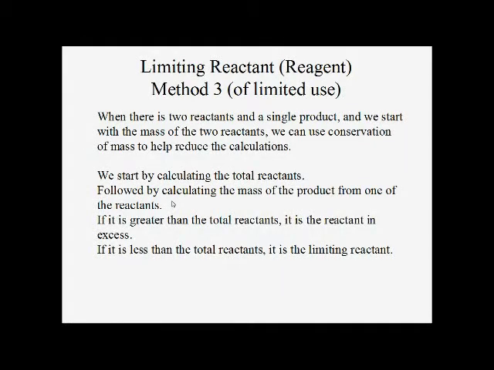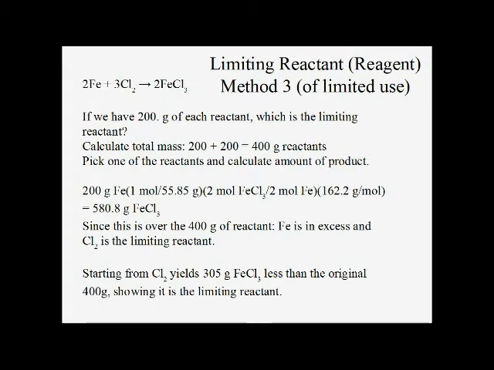Our third method only works best when we have two reactants and one product. We're using the conservation of mass method. If our calculated product is greater than the sum of the reactants, that reactant is in excess. If the calculated product is less than the sum of the reactants, it's the limiting reactant. So instead of calculating both products from both reactants, after we calculate one, we can determine the answer right there.